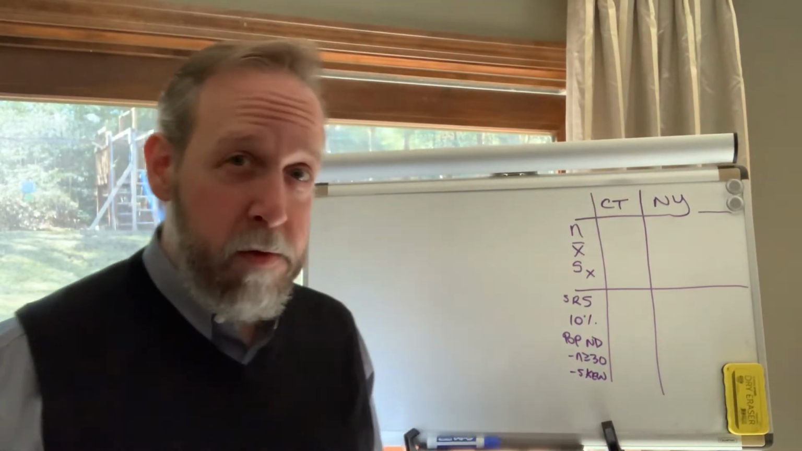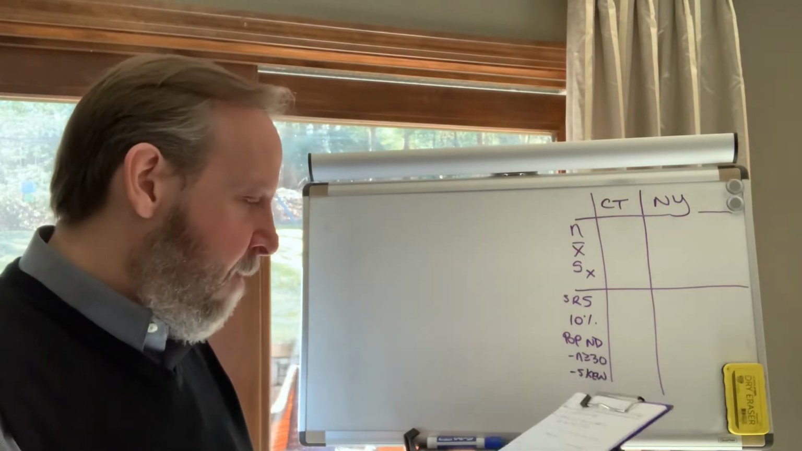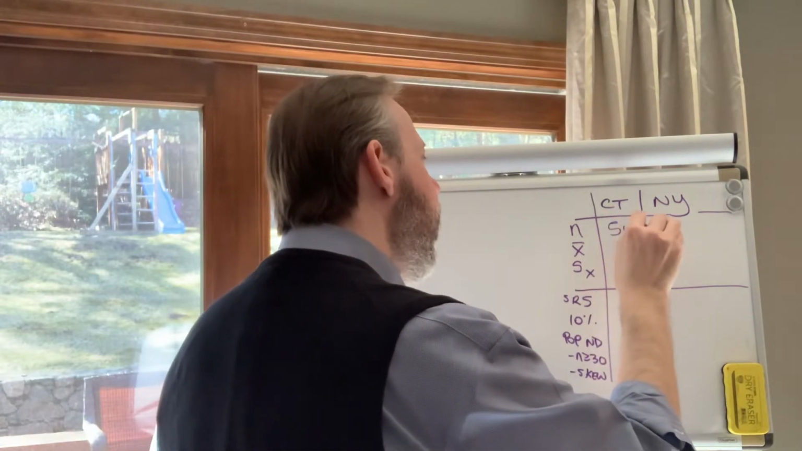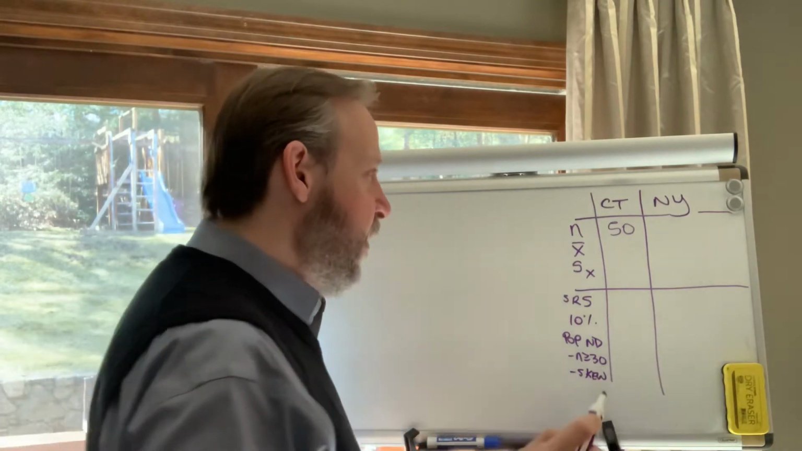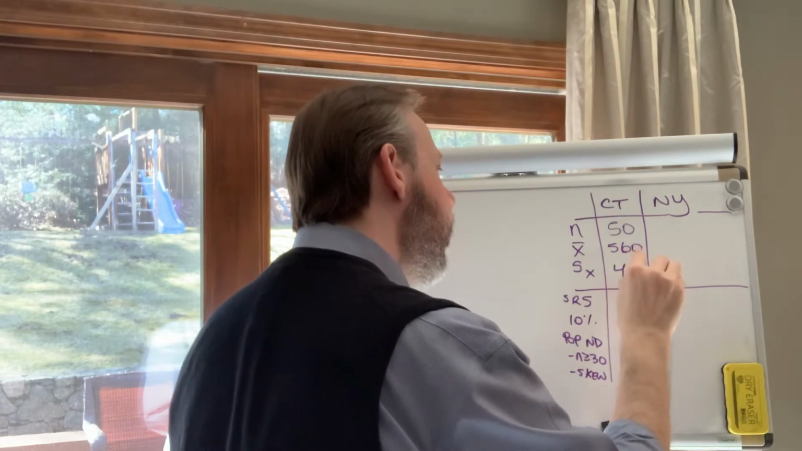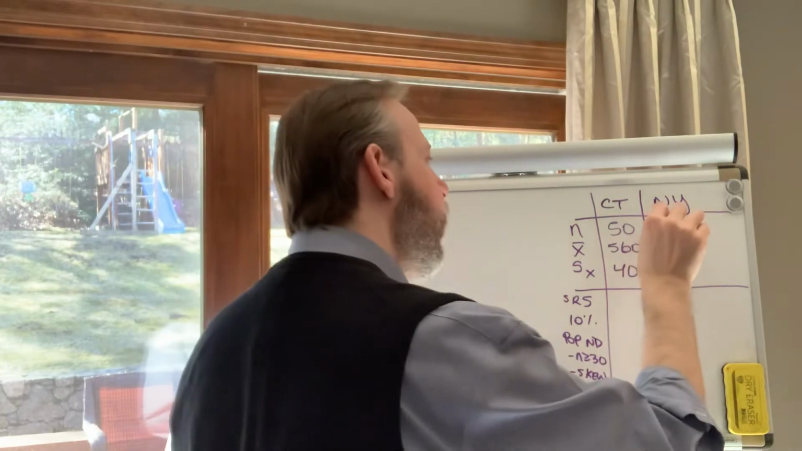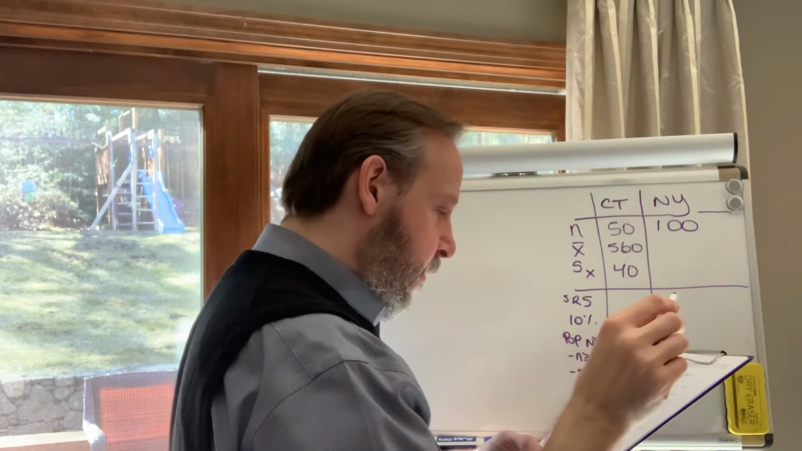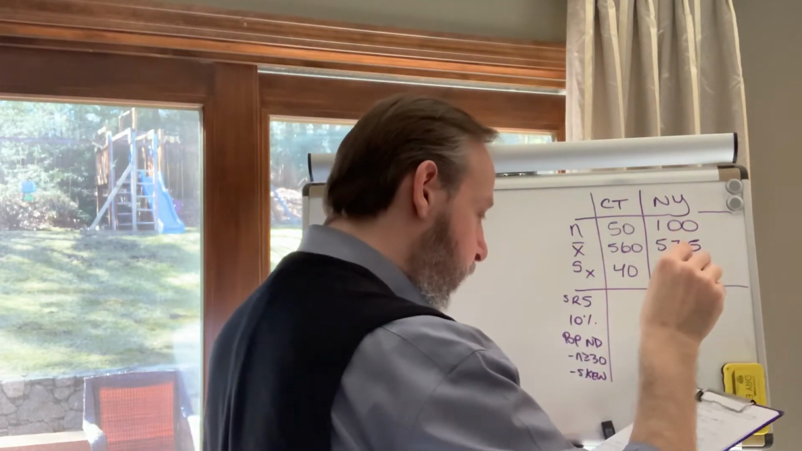Connecticut versus New York. I survey and I find that out of 50 Connecticut residents, I find a sample SAT mean of 560 with a standard deviation of 40 points. And my sample of New York took 100 New Yorkers, and their sample mean was 575 with a standard deviation of 60 points.